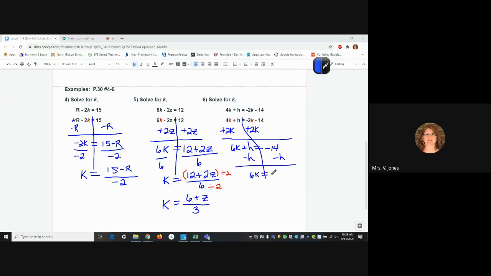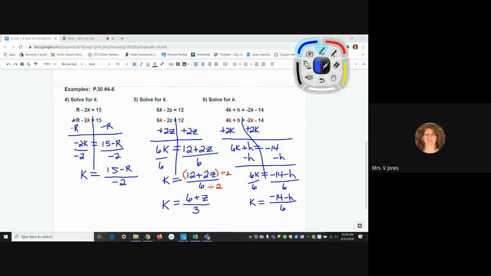Over here, we had a negative 14 minus h. All right, so to get this k by itself, we have to get rid of the 6 that's being multiplied. So we're going to divide by 6, which means we have to come over to the right side and divide it by 6. So k equals negative 14 minus h over 6.